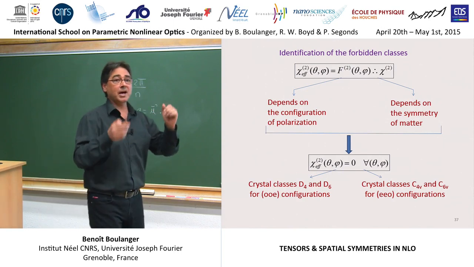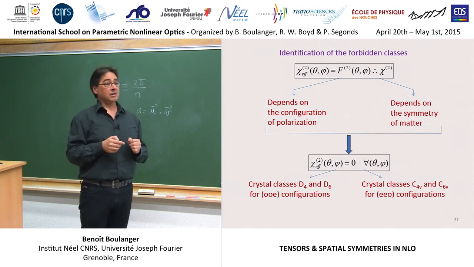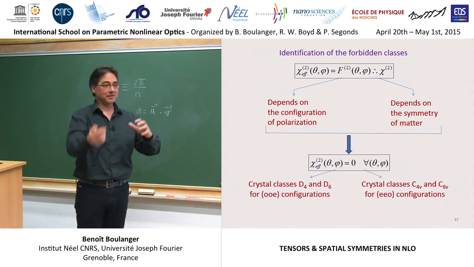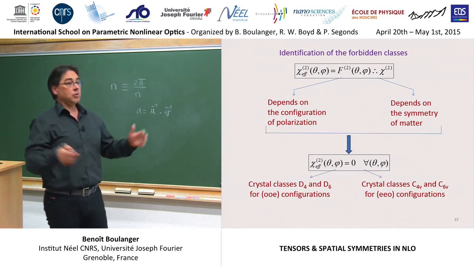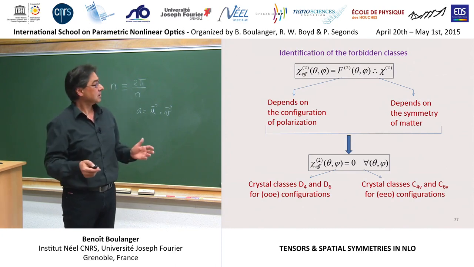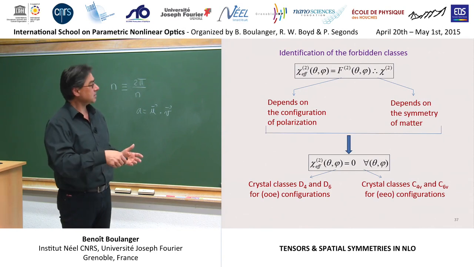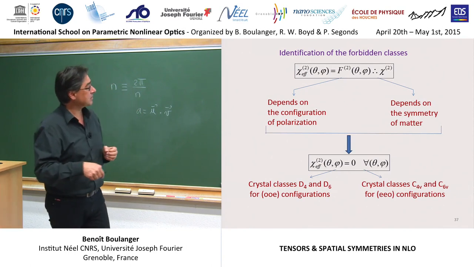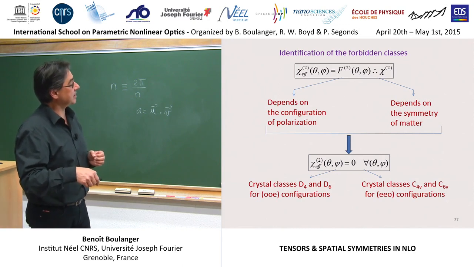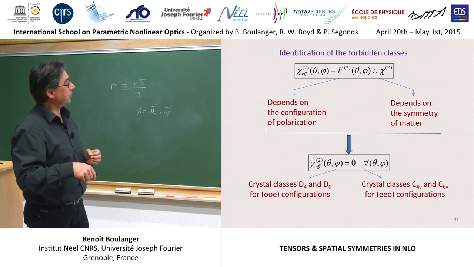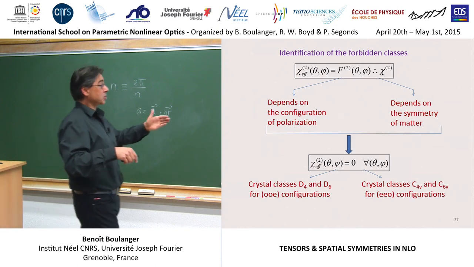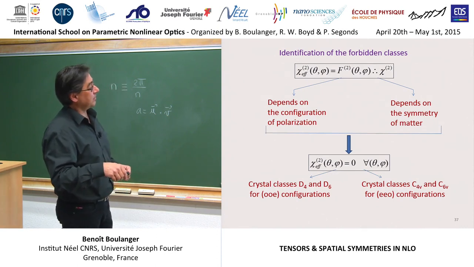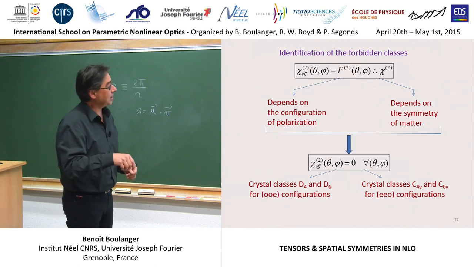So imagine you are the guy who conceived the fantastic chi2 crystal. You find the good chemical bonds. You have the good symmetry for the group of these bonds. You find phase matching, so it's absolutely marvelous. But you find nothing. And you find nothing because the effective coefficient is nil at any direction, phase matching direction. And so it happens for the crystal classes D4 and D6, a tetragonal class and a hexagonal class, for one half of the possible configurations of polarization for phase matching, for OOE configurations. And it happens also for the crystal classes C4V and C6V for EEO configurations.